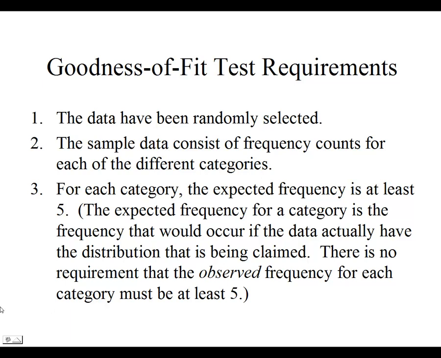Now the requirements. We certainly need to have some randomly selected data. The data is going to be frequency counts only. We're going to just tally the number of successes, or tally the number in each category that we're dealing with. Now, we need to have at least an expected value of 5 in each category. You can, in some cases, merge categories to make sure that you get 5 in each. The observed counts don't have to be anything. You can have a bunch of observed counts be 0 or less than 5 or whatever. It's only the expected counts that matter.